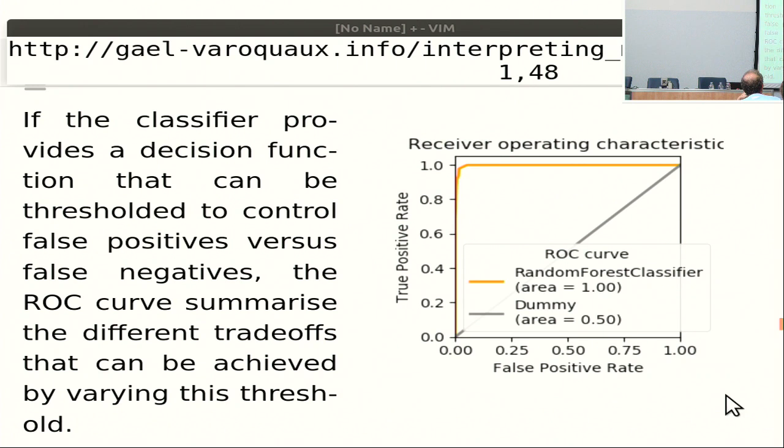And chance is the diagonal line, because I always have the same fraction of false positives and true positives. And perfect prediction is a square that goes like this. A good way of getting one number out of this is to look at the area under the curve of the ROC curve. In our jargon, we call it the AUC, area under the curve, and sometimes AUC ROC. In which case chance is 0.5 and perfect prediction is 1.